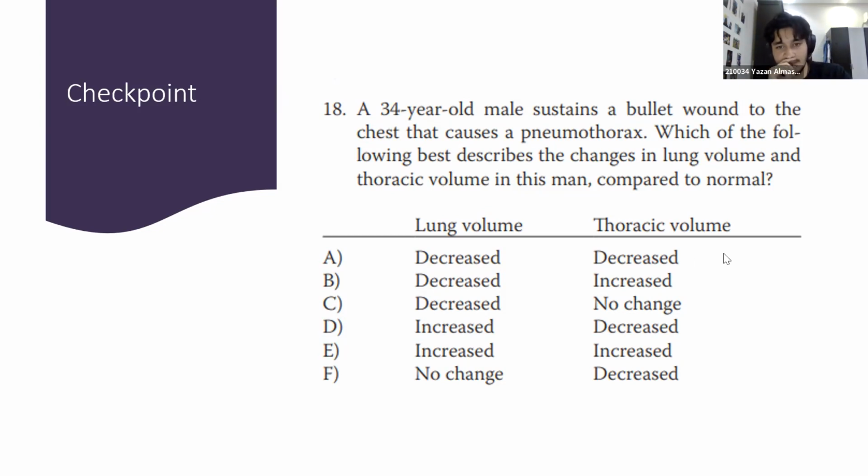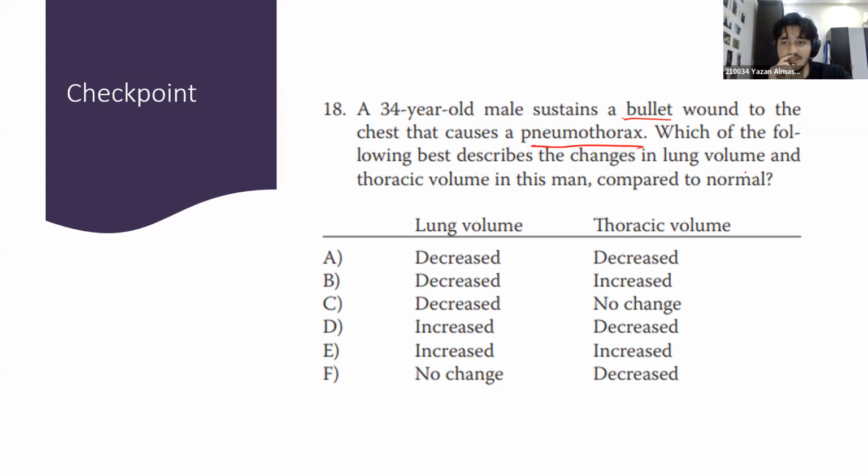So what happens is that, first of all, let's read the case together. It's a 34-year-old male with a bullet. Again, what does a bullet tell us is happening? Basically we have a connection between the pleural space and the outside world, and we don't like that, okay? And it caused a pneumothorax.